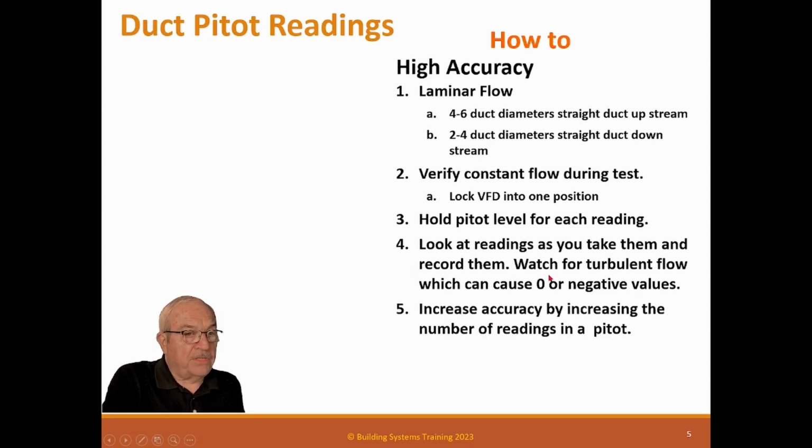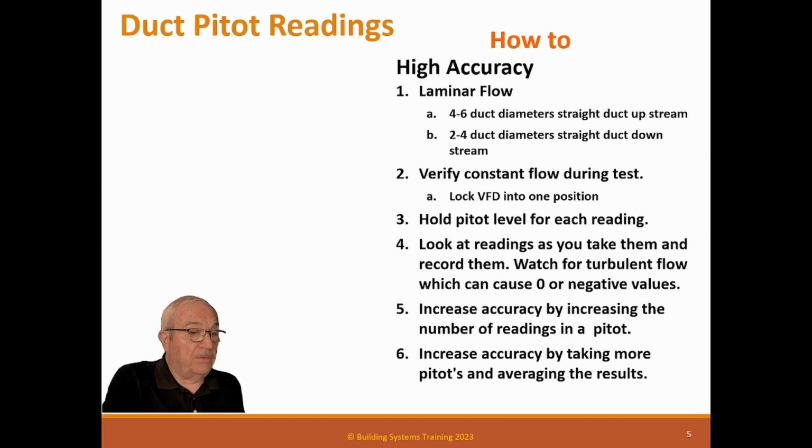If you want to increase accuracy, you can increase the number of readings. So like if you laid out a duct and you had 30 readings, take 60 readings, you get a lot more accuracy. Or take more than one pitot. Take it and then take it again and then take it again and average the 3 readings. And you will get more and more accurate as you go.